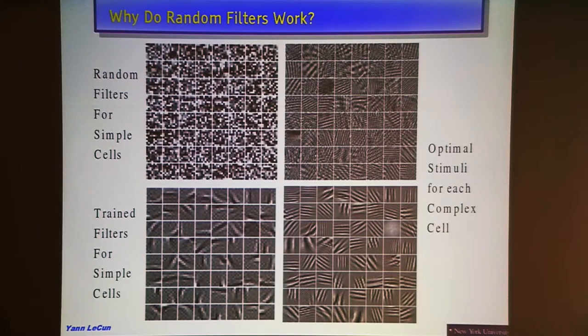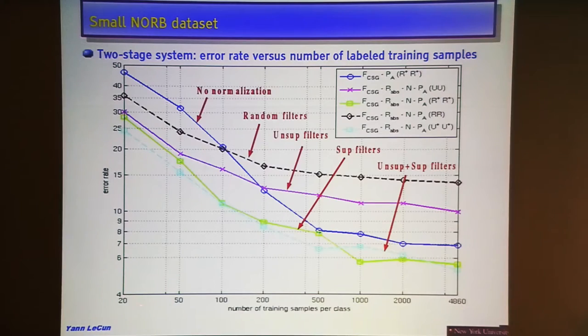So that's not to say that this will work well. It only works okay on Caltech 101. But there are other experiments we've done with a bigger data set, the NORB data set, which you may have heard of already, where we have a sizable number of training samples. We tried those various things. So this is completely random filters. And as you increase the number of labeled training samples, the error rate saturates. It doesn't go down very much. It's 14% or something. If you allow yourself to train the filters unsupervised, you get better performance.